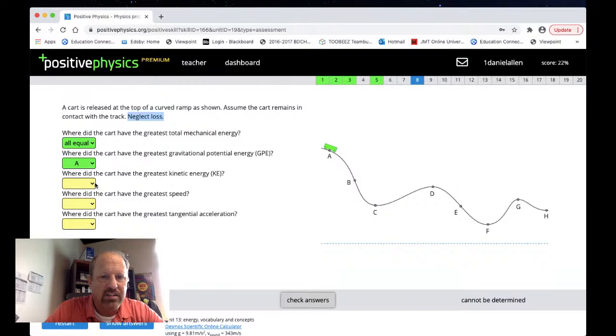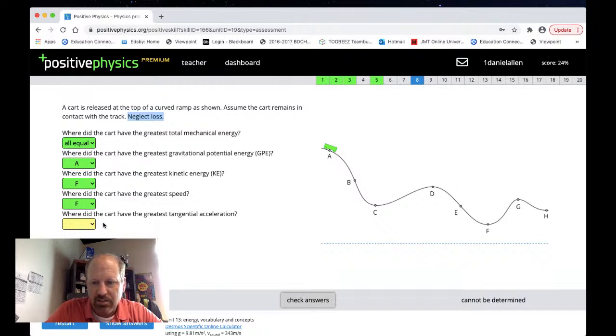Where does the cart have the greatest kinetic energy? That's at the lowest point because it's all transferred. So that would be at F. So it's moving the fastest at F. And where does the cart have the greatest speed? Also at F. And then where does the cart have the greatest tangential acceleration? Let me check those. All good.